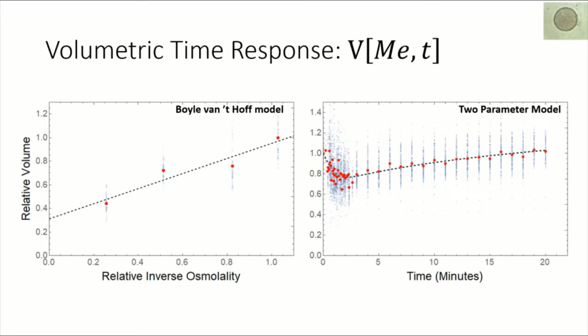To predict what volume is throughout time, we use the Boyle-van 't Hoff model to inform the two-parameter model and fit water permeability along with ethylene glycol permeability. Although not perfect, this provided a good estimate of how fast water flows across the membrane of the oocyte.